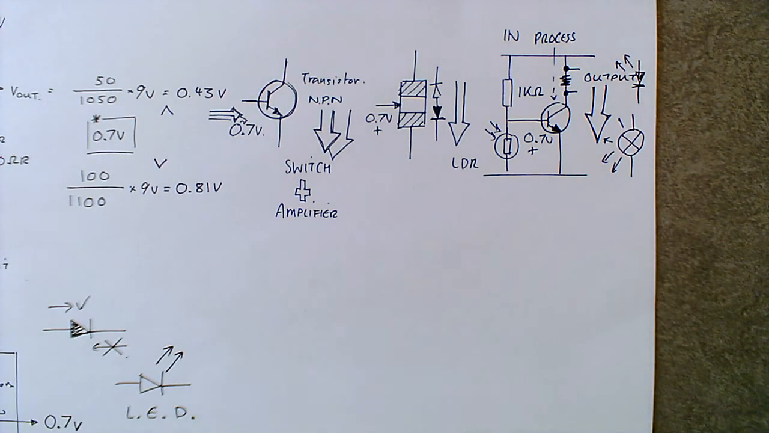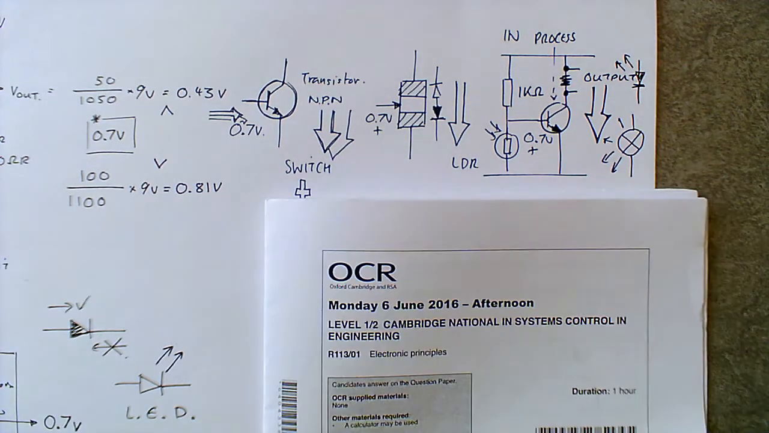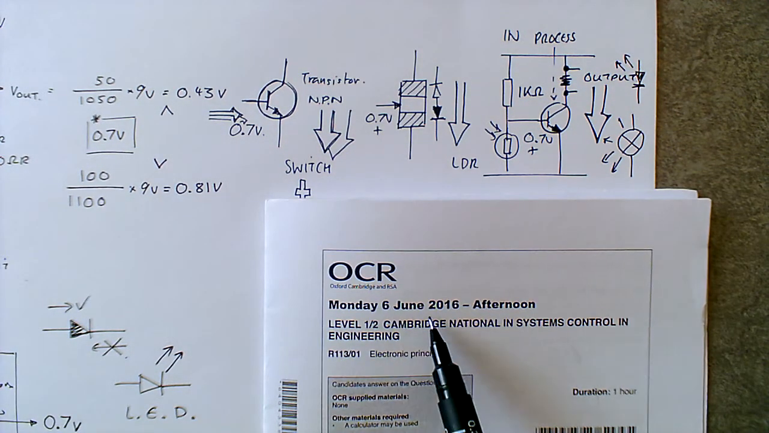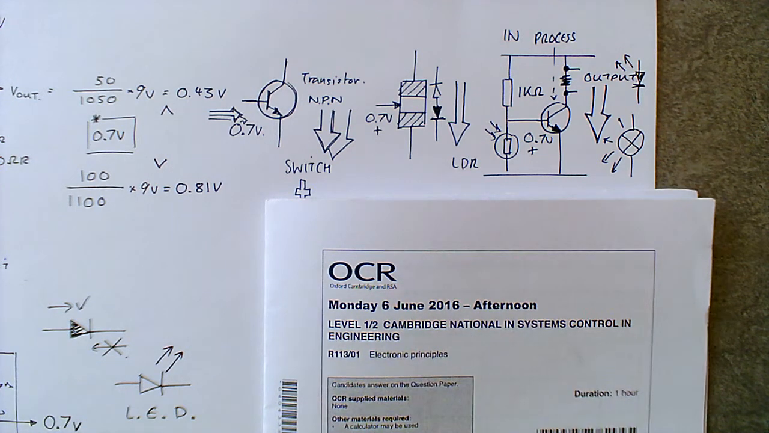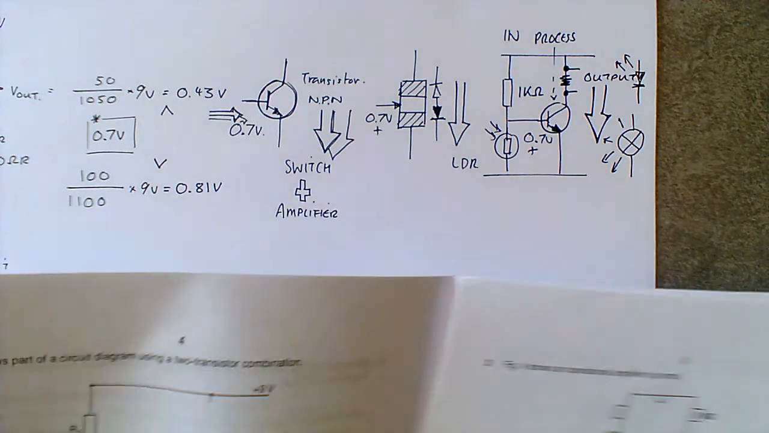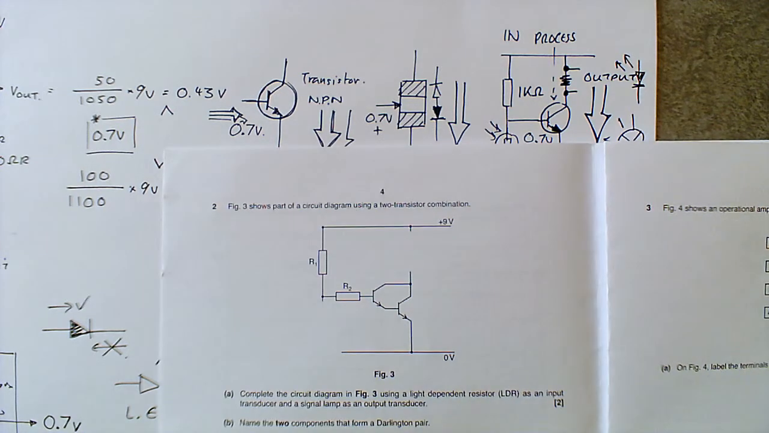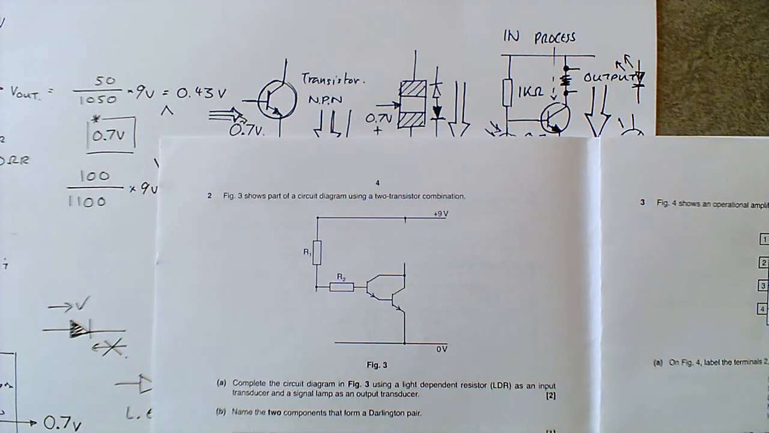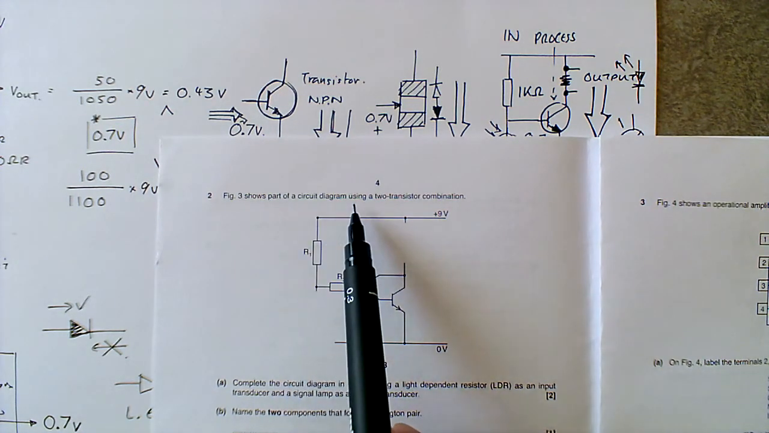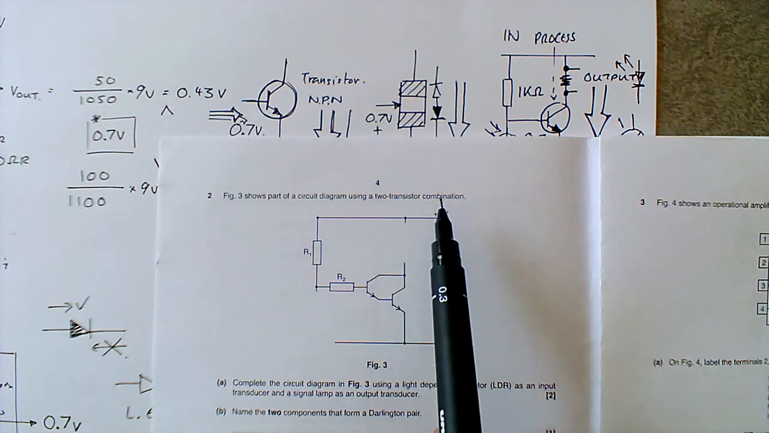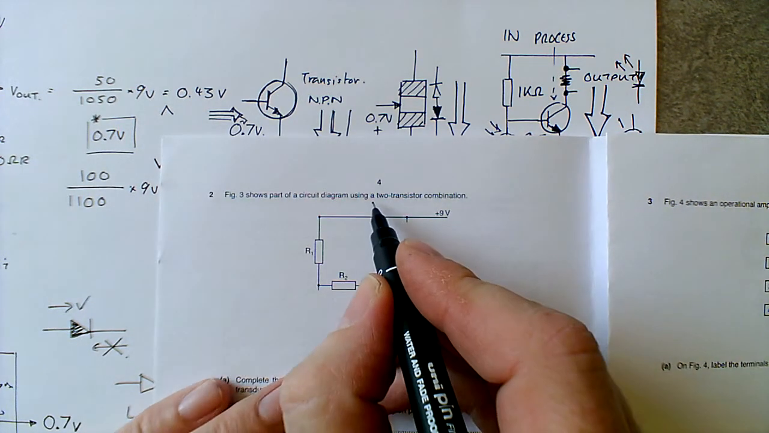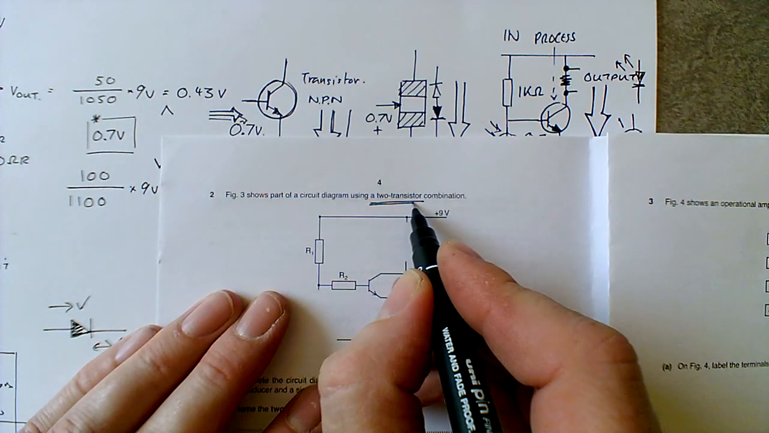If we take that application one step further, we can actually look at an exam question, and this is from the Monday the 6th of June paper 2016, where there's an incomplete circuit. And it says figure 3 shows part of a circuit diagram using a 2 transistor combination. Now this is really important.